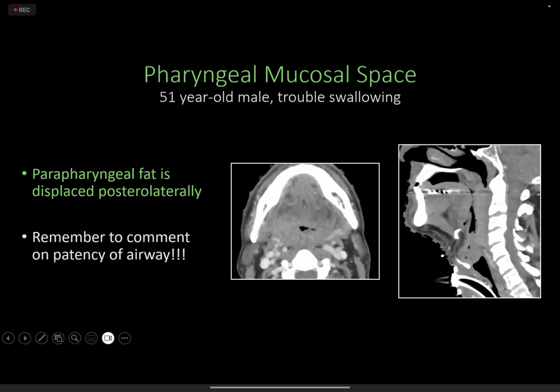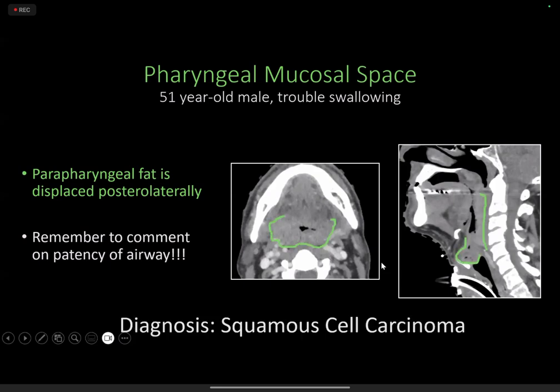Now remember, our utmost priority is to make sure that everybody knows what's going on with the airway. So remember to comment on the airway. This is markedly, markedly narrow. This lesion was biopsied, and it came back positive for squamous cell carcinoma.